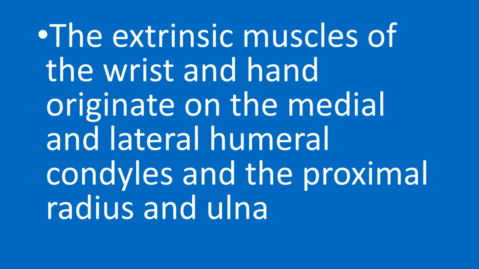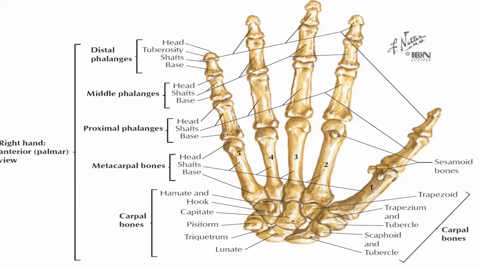The extrinsic muscles of the wrist and hand originate on the medial and lateral humerus, also from the proximal radius and ulna. So you have to know these by anatomy. You have to know where the distal volar crease is, and know briefly about the types of joints. They are hinge joints.